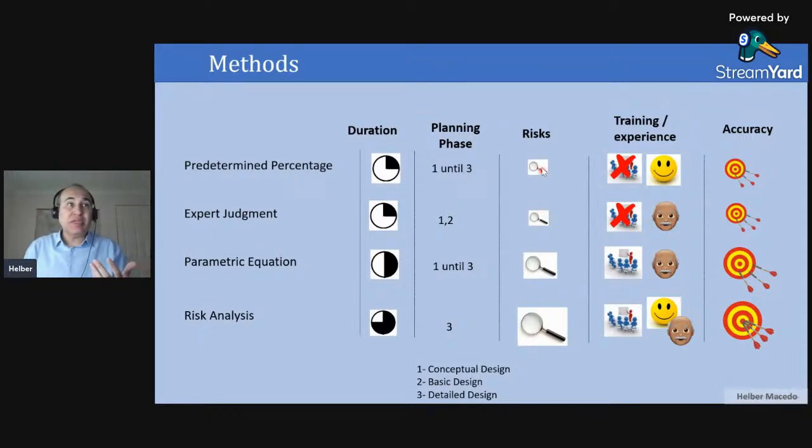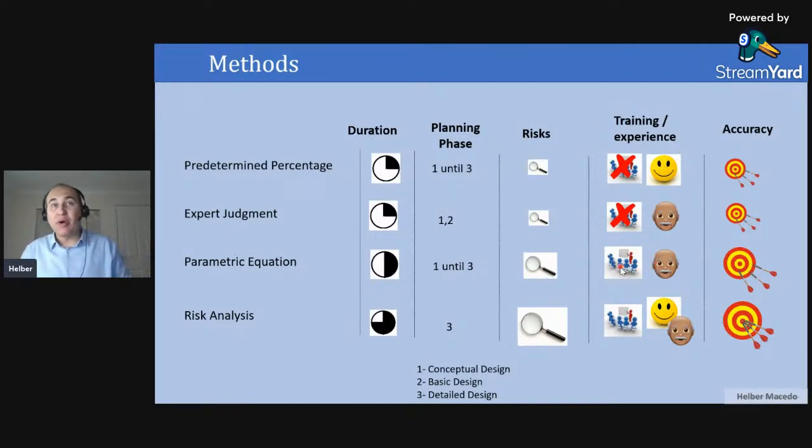The expert opinion and the predetermined percentage are very top level, so it's very difficult to get the specific risks using these techniques. Finally, we are moving to whether we need training and experience. For the first methodology, we don't need training, but for the expert opinion, I need some person that has a very good experience. Here is just a matter of applying a procedure, so it's more simple, more straightforward.